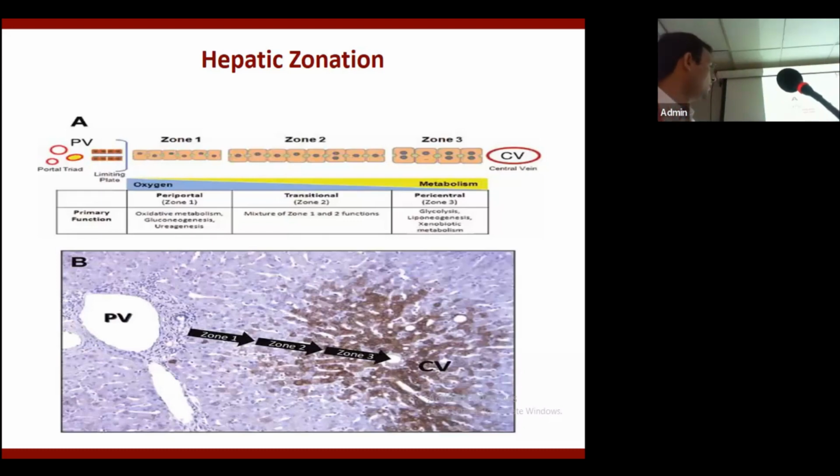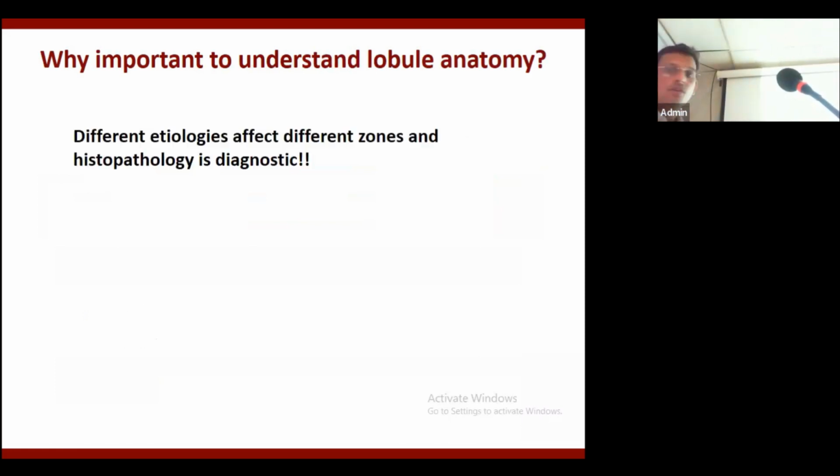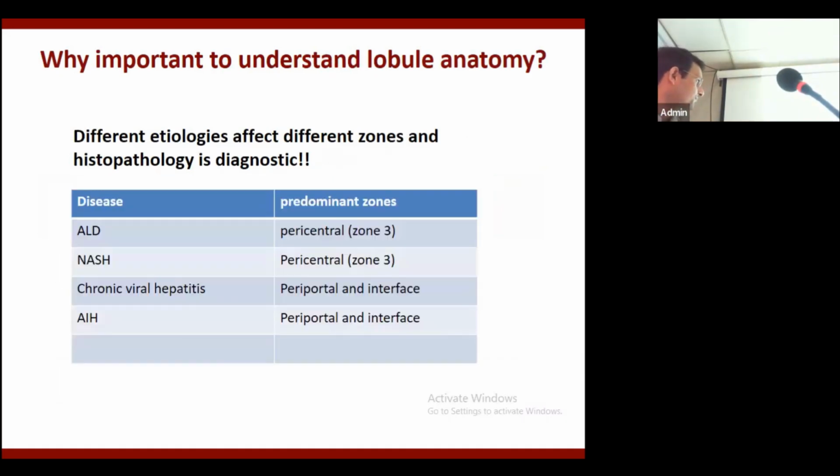As we see, these zones are distinct but not well defined because the transitional zone is still there. The different pathologies of the liver involve different zones, and this is based on the functions of these zones. We will see later why it is important to understand this lobular anatomy: the different etiologies affect different zones, and histopathology is diagnostic in these situations.